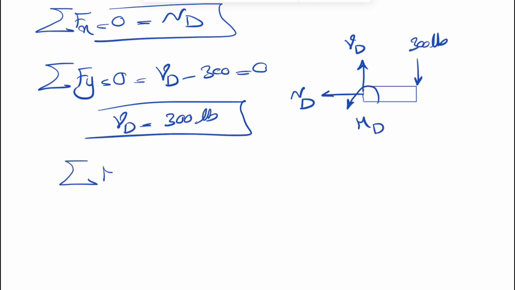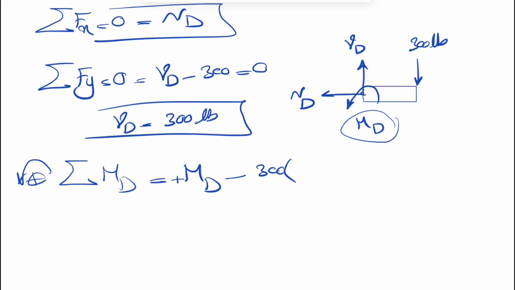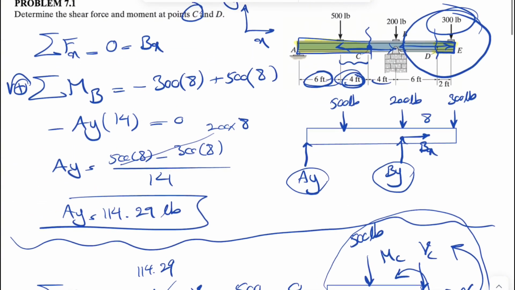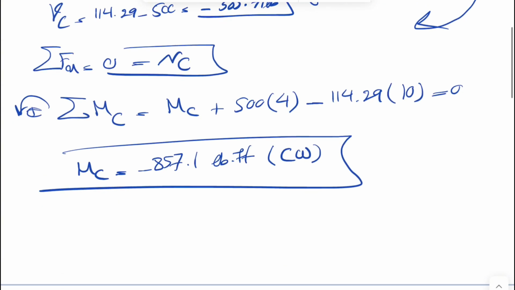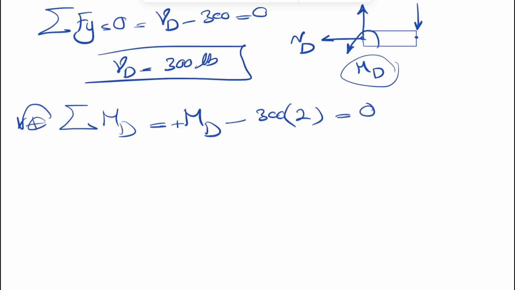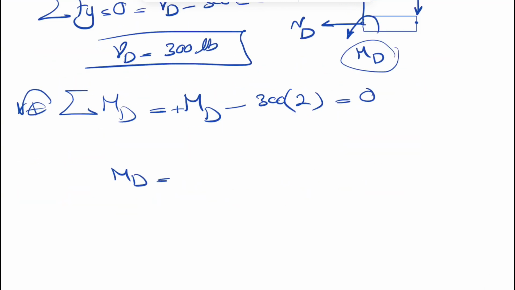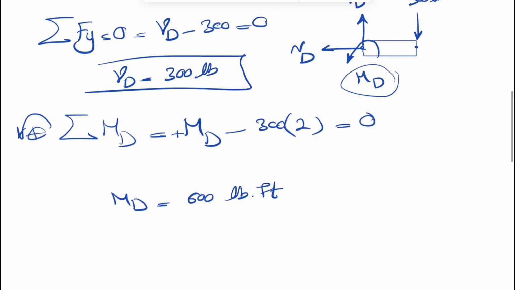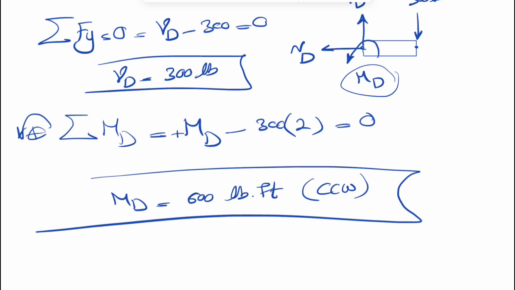And we're just going to have to do the moment about D, counterclockwise positive as always. And we have MD, since we assume that the MD is counterclockwise. So we have a positive MD minus 300 times the distance from D to the end of the beam, or D to E, which is 2 feet, equals 0. And that shows that our MD is 600 pound-foot. We did not get any negative sign. That shows our assumption was correct, and the moment is counterclockwise at point D.